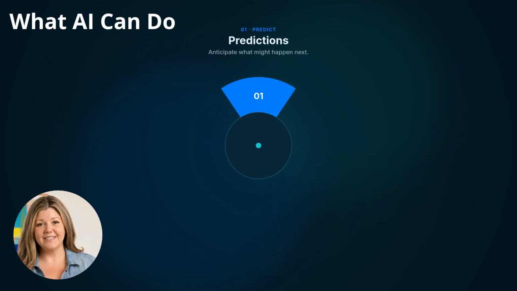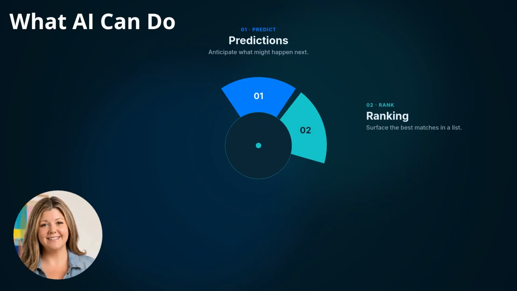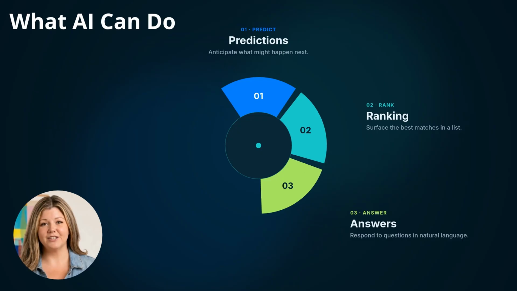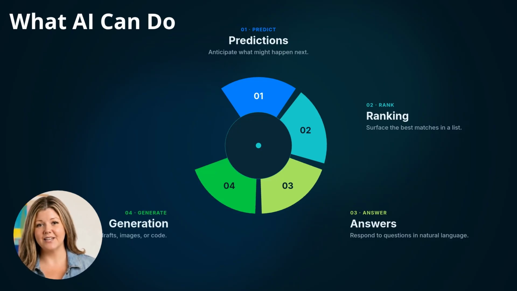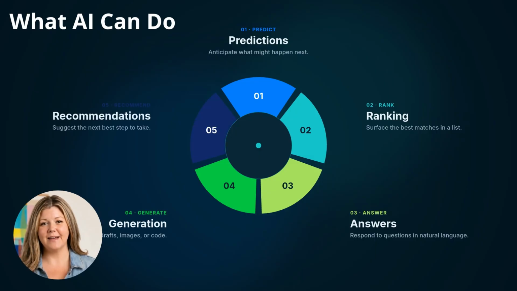It can make predictions like what might happen next. It can rank options like the best matches in a list. It can answer questions in natural language. It can generate new content like a draft, an image, or code, and it can recommend actions like the next best step to take.